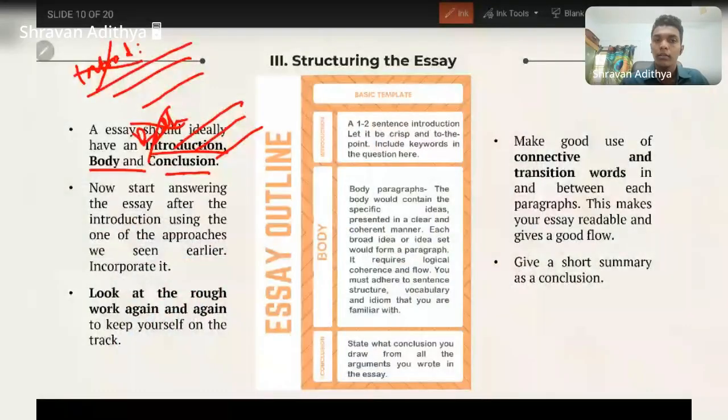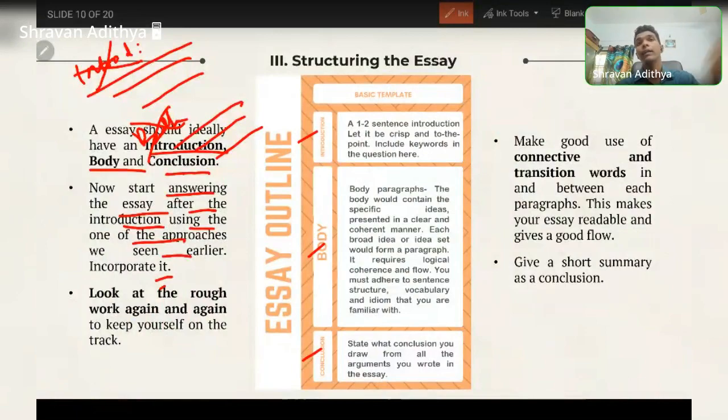Okay, that is a very primary school format. Okay, that is not needed. The first paragraph goes for introduction, the last goes for conclusion, and whatever you are writing in between is the body. So the basic template is introduction, body, and conclusion. Now start answering the essay after the introduction using one of the approaches we saw earlier and incorporate it.